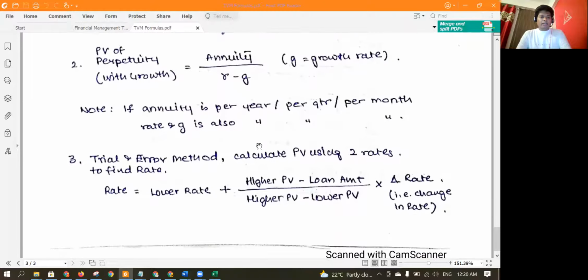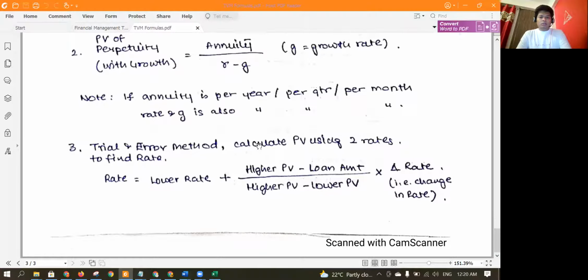Okay, trial and error method. This is something that is a little complicated, and perhaps I can show you a solution of a question. So this is the formula. Basically, the rate is the rate of interest. If you're trying to find the rate of interest, you use this: the lower rate plus the higher PV minus the loan amount, divided by higher PV minus lower PV. I'll show you a question that I've solved that will be easier for you to understand. One second.